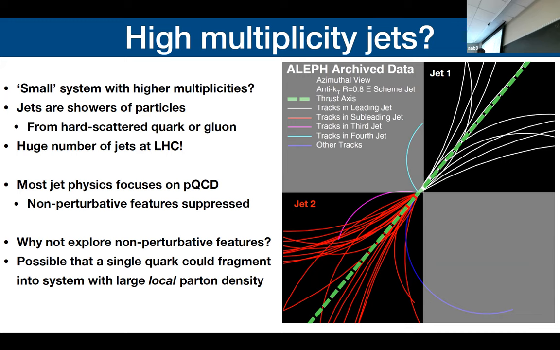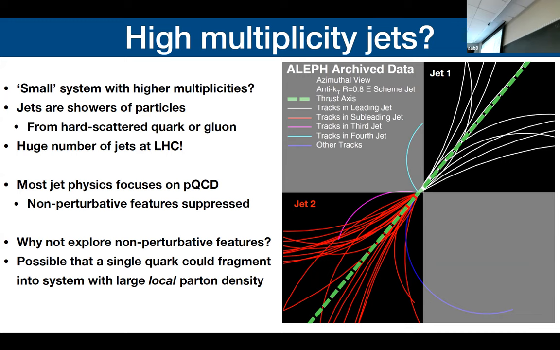And there are actually huge physics programs focused on these jets. But most of them are focused on perturbative QCD features because those can be calculated by theory very, very well. But what we're looking for is not something that will really be able to be calculated by pQCD. It's some non-perturbative Quark-Gluon plasma-like effect, right? So why don't we explore these jets, which have a lot of particles in a local area, a local density, and explore the non-perturbative features?